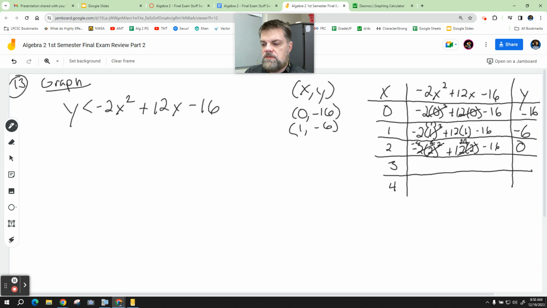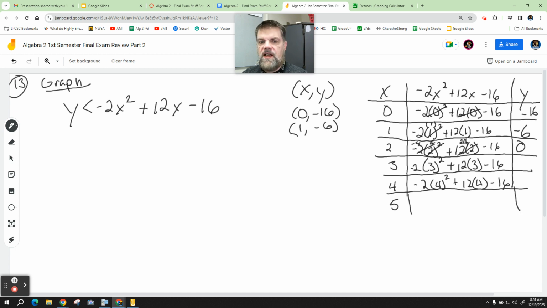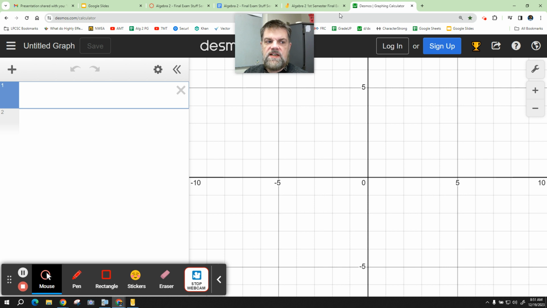Okay, let's do 3, and we'll do 4, and we'll do 5. I'm not going to do them all, but basically you're going to say negative 2 times 3 squared plus 12 times 3 minus 16. We'll let Desmos do this for us. Same thing, negative 2 times 4 squared plus 12 times 4 minus 16, and so on and so forth. So to let Desmos do this for us, we're going to go to Desmos.